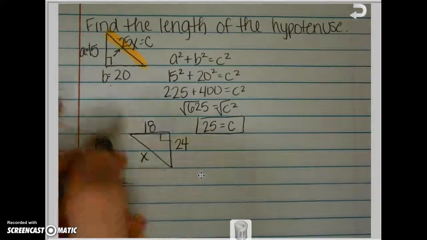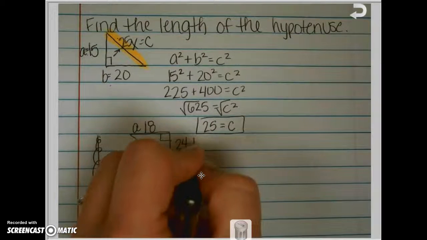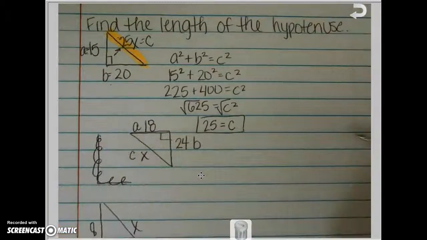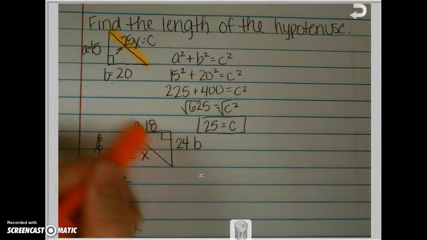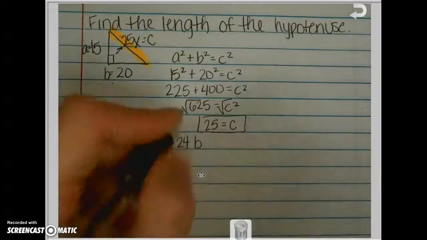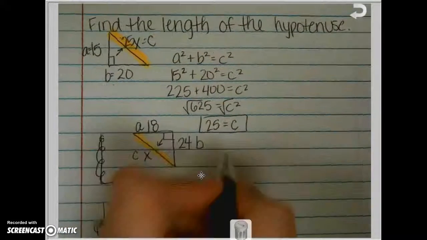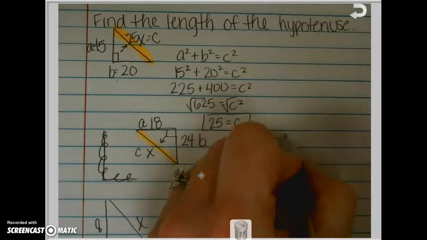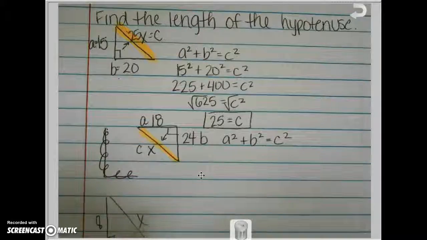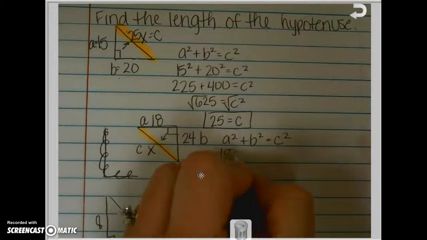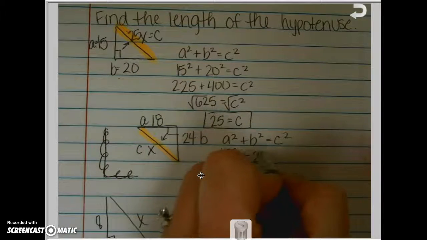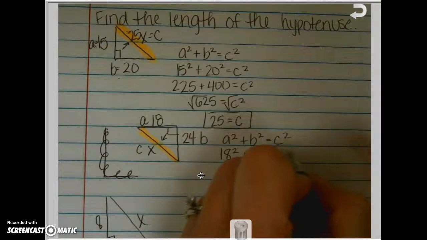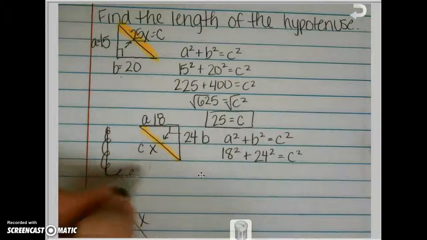Find x, the hypotenuse. This is A, this is B, we want to find C, and we know it's the hypotenuse because it's the slanted or diagonal side. It is right across from the right angle. So if I did A squared plus B squared equals C squared, then I know A would be 18 squared, B is 24 squared, and that would have to equal C squared, whatever this number is going to be.